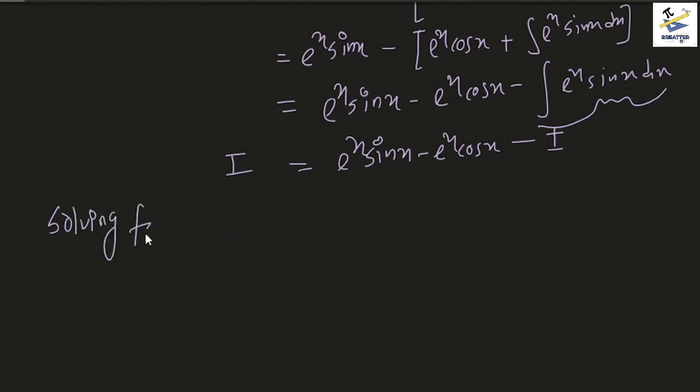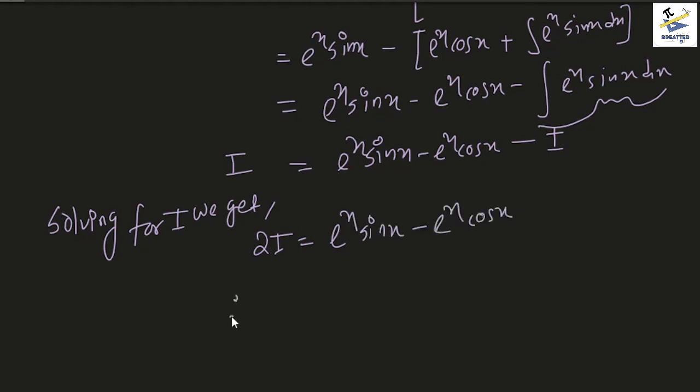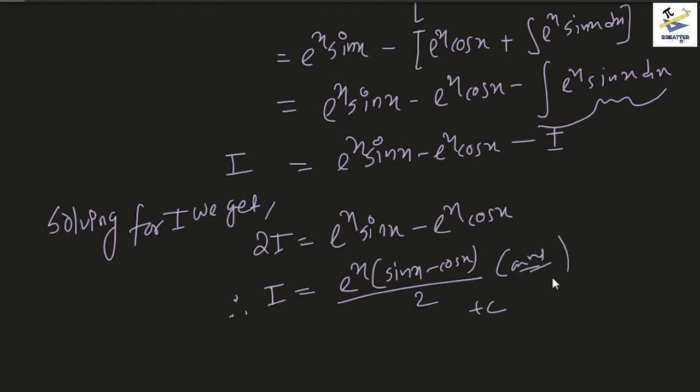solving for I, we get 2I equals e to the power x sin x minus e to the power x cos x. Therefore I is equal to e to the power x, whole into (sin x minus cos x) by 2, plus c, which is the answer.